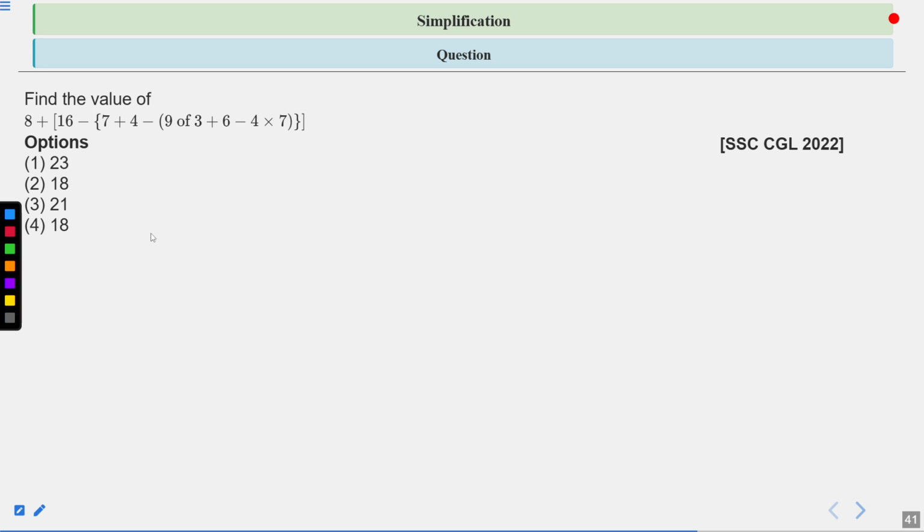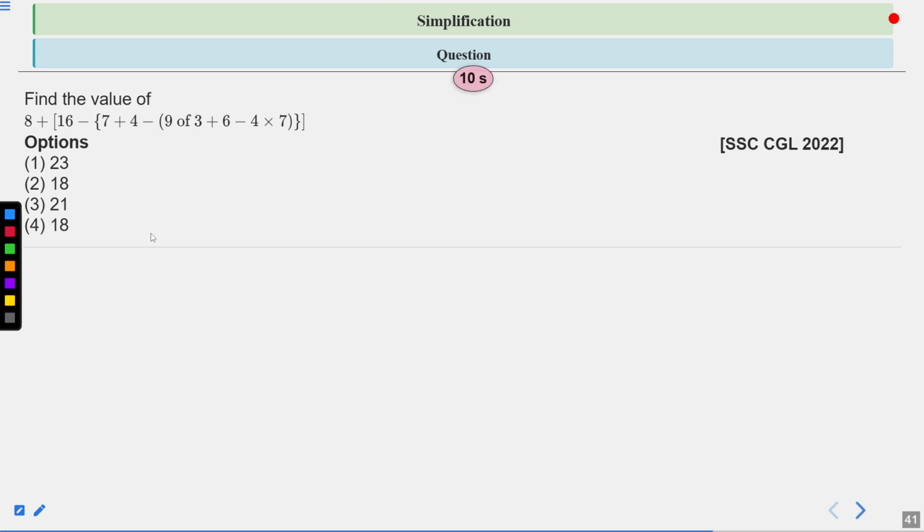Find the value of 8 plus in large bracket 16 minus in medium bracket 7 plus 4 minus in small bracket 9 of 3 plus 6 minus 4 into 7, small bracket close, medium bracket close, and large bracket close. And this question is asked in SSC CGL 2022 exam. So there are 4 options. First one is 23, second one is 18, third one is 21, and fourth one is 18.